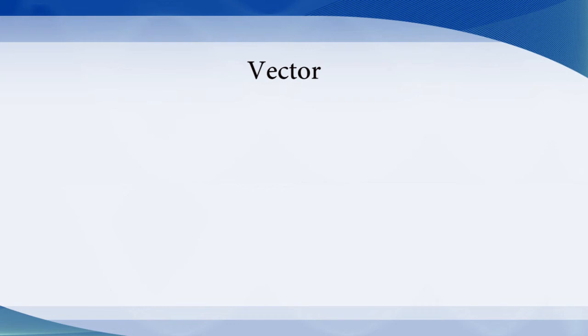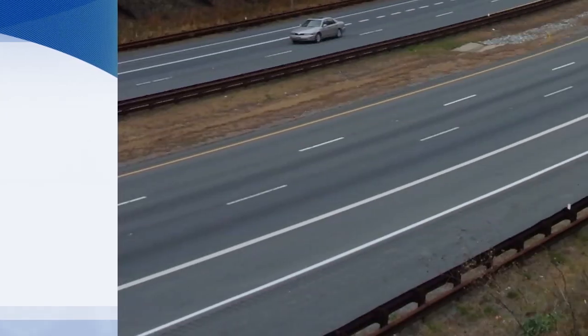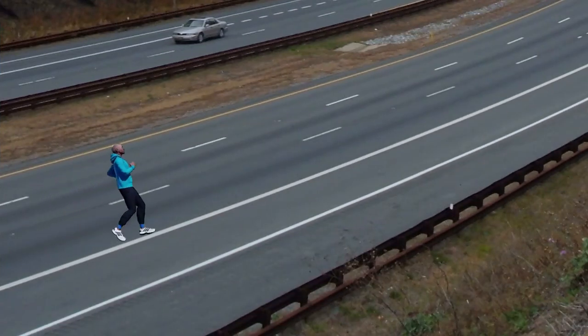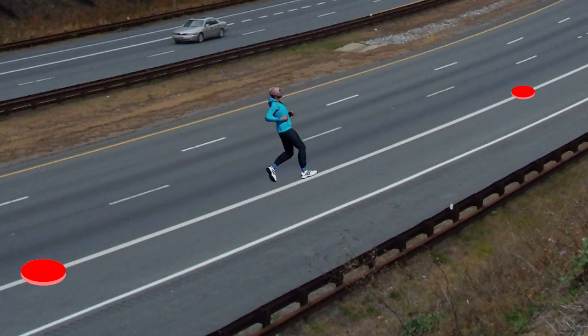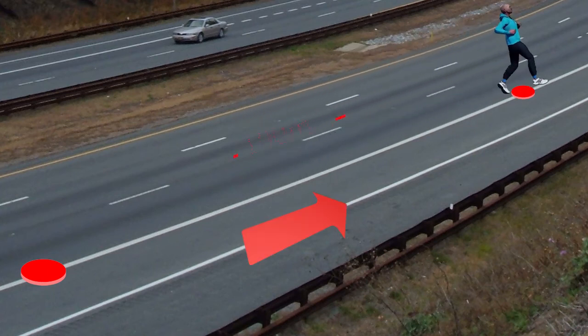Let us understand how a vector is represented, its variation in direction, and application of algebraic functions on it. These all come under characteristics of vector. This person starts running from this point to this point in this direction towards north. And the distance between these 2 points is 100 meters.